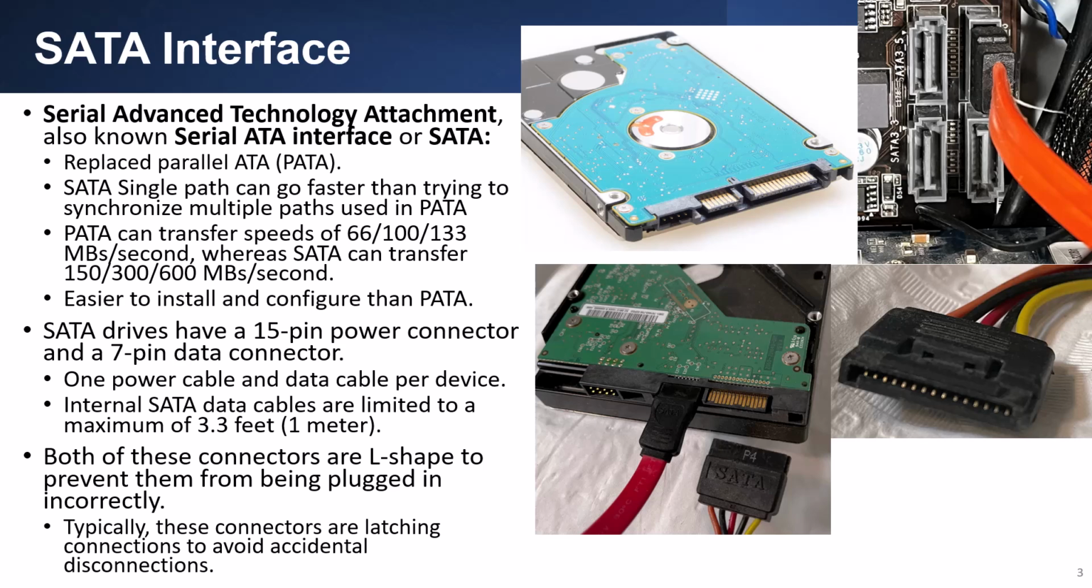SATA drives have 15-pin power connectors and a 7-pin data connector, one power cable and a data cable per device. Internal SATA data cables are limited to a maximum of 3.3 feet or 1 meter. Both of these connectors are L-shaped to prevent them from being plugged in incorrectly. Typically, these connectors are latching connections to avoid accidental disconnections.